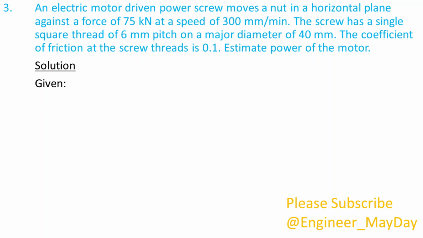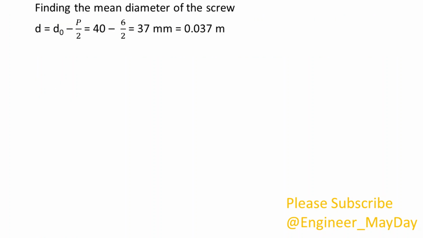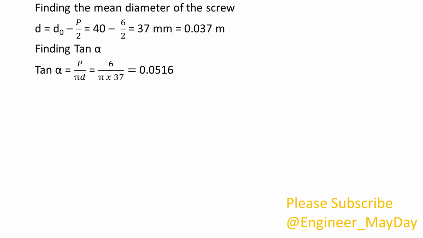Solution. Given: W equals 75 times 10 to power 3 newtons, V equals 300 mm per minute, p equals 6 mm, D0 equals 40 mm, nu equals 0.1. Finding the mean diameter of the screw, d equals 0.037 meters. Finding tan alpha, which equals 0.0516.